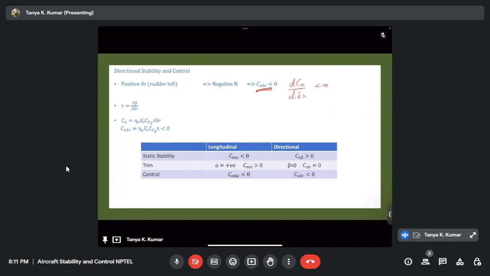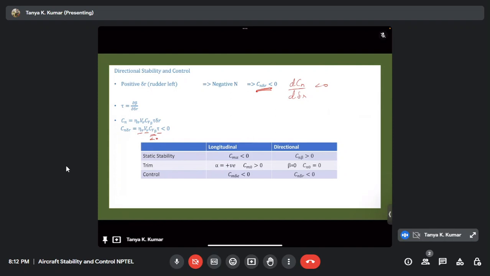Now similar to the elevator effectiveness parameter, you have a rudder effectiveness parameter here. That is again denoted by tau, control surface effectiveness parameter. Alright, so now the formula for Cn delta R is given. Cn delta R we know is less than 0, and all these quantities are positive, tau is positive, only this is less than 0, hence the entire term is less than 0.